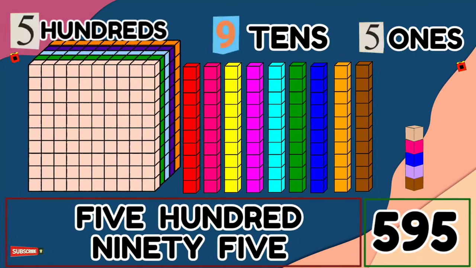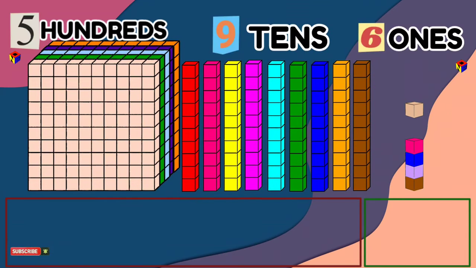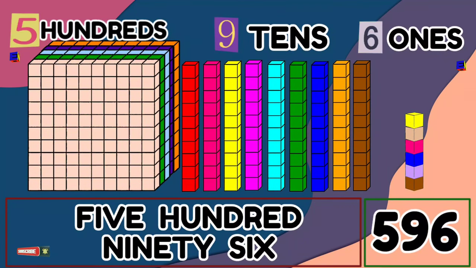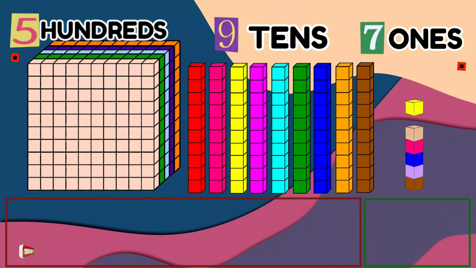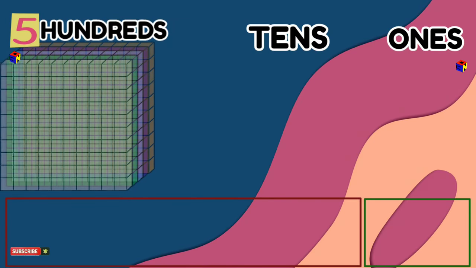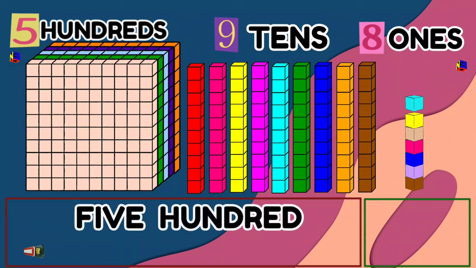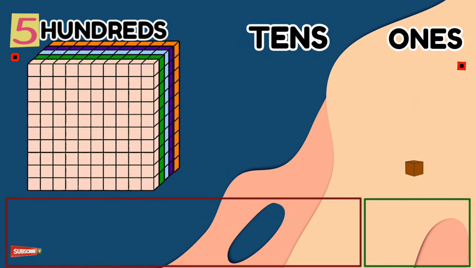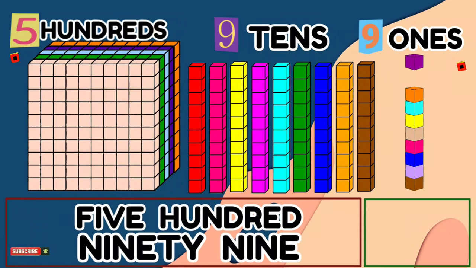595. 595. 5 hundreds, 9 tens, and 6 ones is 596. 596. 5 hundreds, 9 tens, and 7 ones is 597. 597. 5 hundreds, 9 tens, and 8 ones is 598. 598. 5 hundreds, 9 tens, and 9 ones is 599.